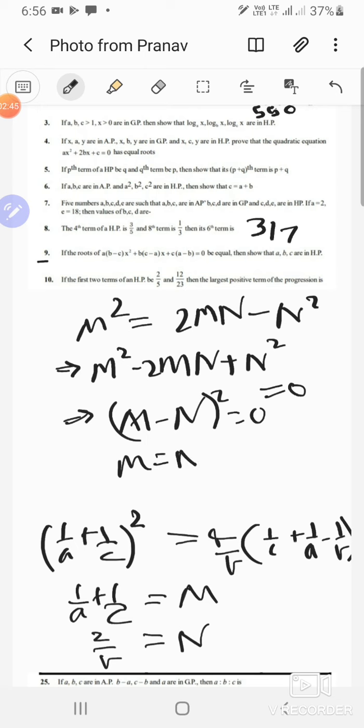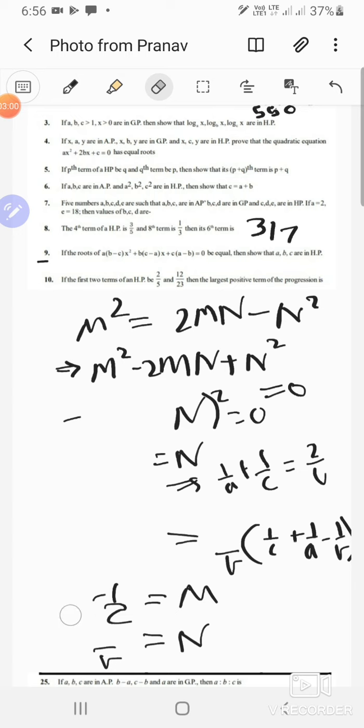So M should be equal to N, which means that 1 by A plus 1 by C is equal to 2 upon B, which means that 1 by A, 1 by B, and 1 by C are in an arithmetic progression, which means that A, B, and C are in a harmonic progression. Okay, let's go to the next question.